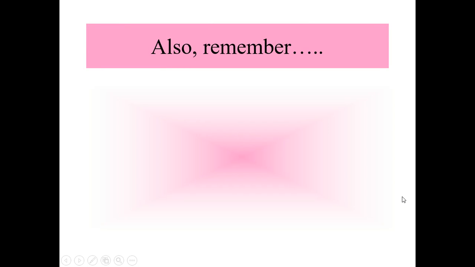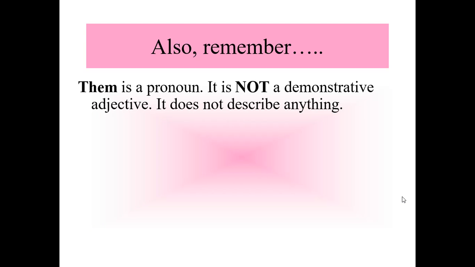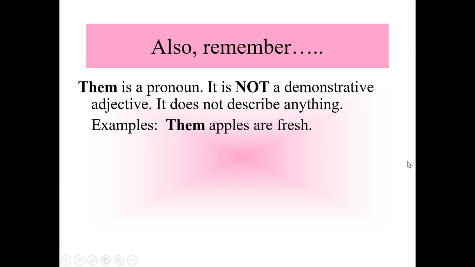There's one more thing we want to talk about with demonstratives. It's the ones that are not demonstrative adjectives. For example, the word them is a pronoun, so it is not a demonstrative adjective. So it is not going to describe anything at all. A bad example of this would be something like this. Them apples are fresh. The word them is a pronoun. It is not going to be describing apples. So in this particular situation, we'd want to use the words these apples or those apples, depending on how far away they are. Or here's another one.